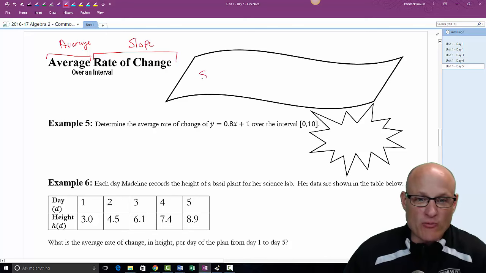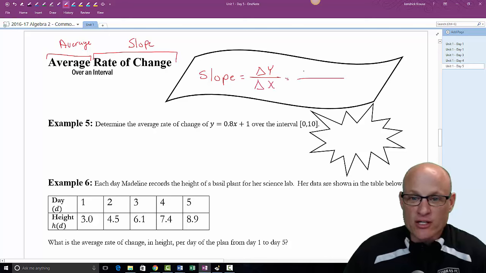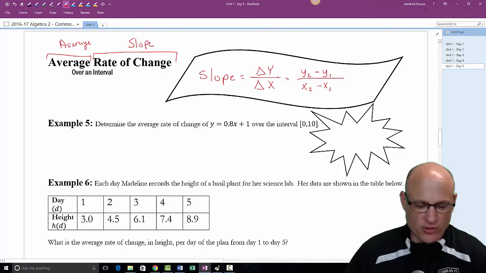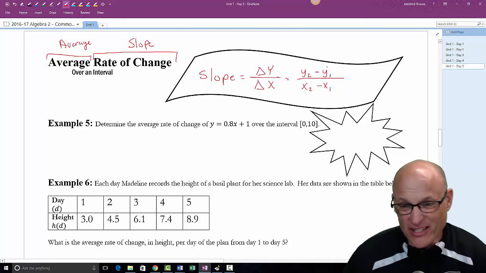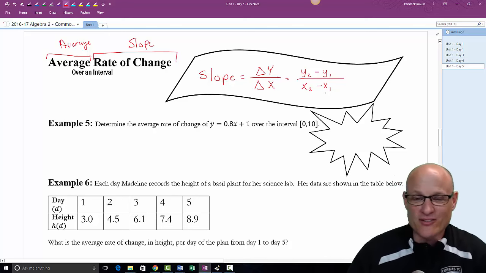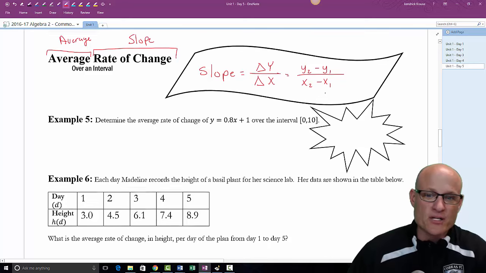Well, I know my slope formula. Let me remind myself. Your cool math teachers like to use fancy things like delta y over delta x, or in other words, change in y's over change in x's. Why do we always put x2 first? I don't even know. You just do it. It doesn't matter. As long as you stay consistent, you can do it any way you want.